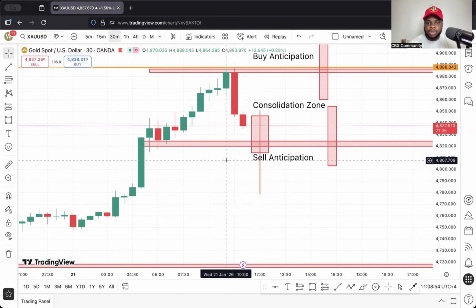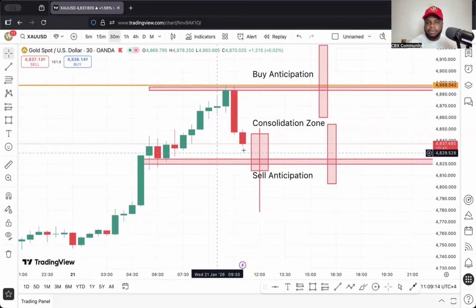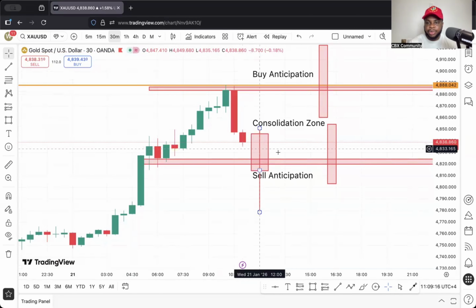But we don't need to do anything. All we need to do is sit back and watch how this candle wants to print. Whether it continues to come down to break our support zone, or the candle remains in this consolidation zone and closes with a bullish candle or a bearish candle. So for now, we don't need to do anything. Let's see how this candle wants to print.